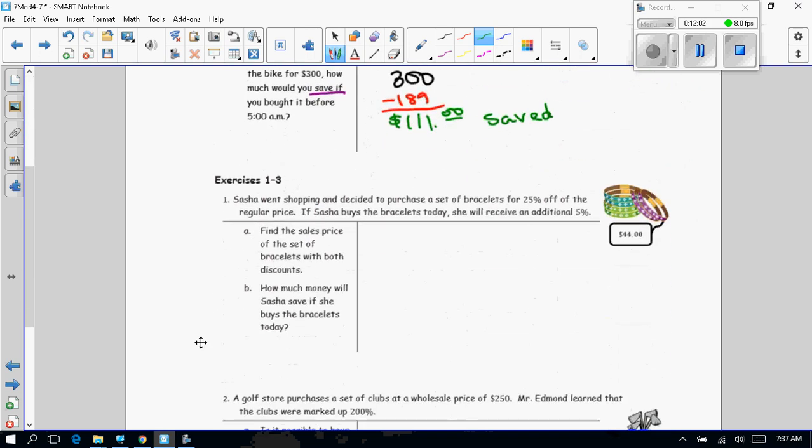So what I'd like you guys to do is hit pause only for exercise 1 now. I want you to give exercise 1 a try. It's a lot like what I just did with the Black Friday problem. Hit pause for just this one, and when you're done, see if you have the same answer as me.